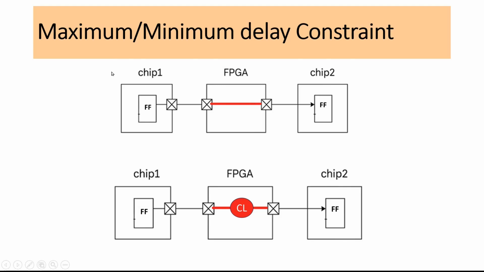So in this case, we may need restriction on the delay consumed inside the FPGA chip. So here there will be a requirement of maximum delay constraint inside the FPGA, either it is through combinational logic or without combinational logic. We need a constraint that is called maximum delay constraint. In some cases, the opposite may also be required, that we want to put a condition on the minimum delay constraint. We need this much minimum delay inside this FPGA.